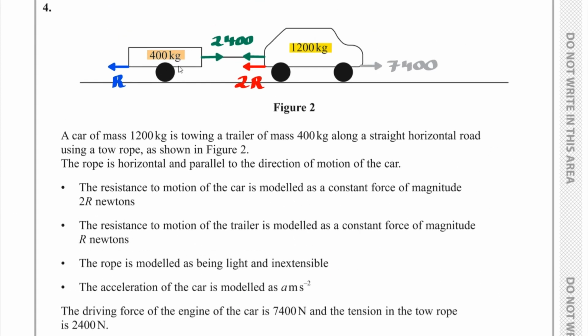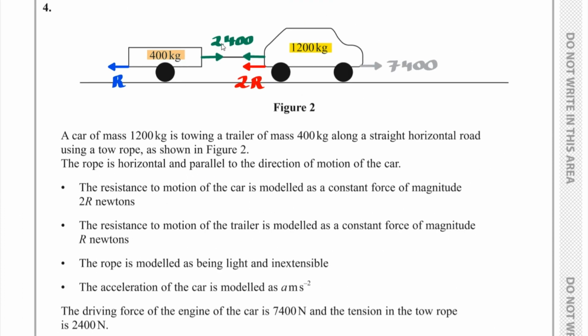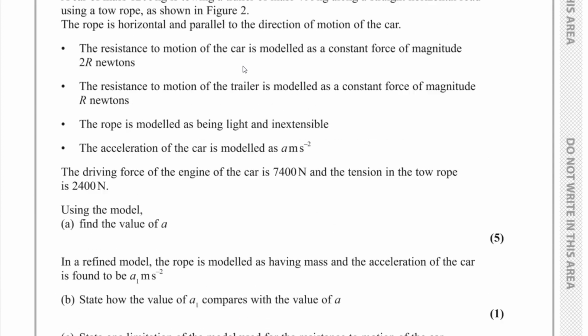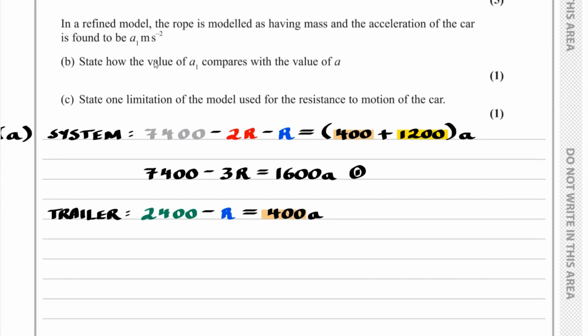Let's now consider the trailer. If I consider the trailer going forward, I've got this 2,400, and opposing it I've got this R, and this is equal to 400 multiplied by A. I'll call this equation 2. Now I need to find out what A is, so I need to solve these simultaneously. Now let's get the R's the same by multiplying 2 by 3. So 2,400 times 3 is 7,200, negative R times 3 is negative 3R, 400A times 3 is 1,200A. Let's call this equation 3.